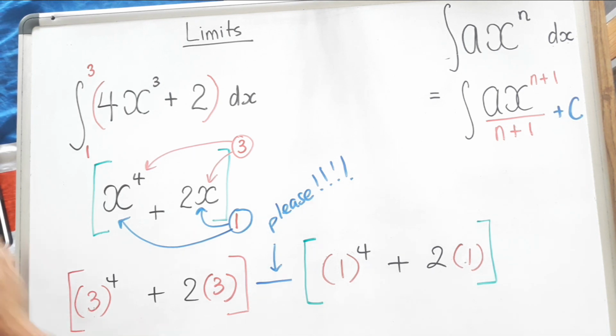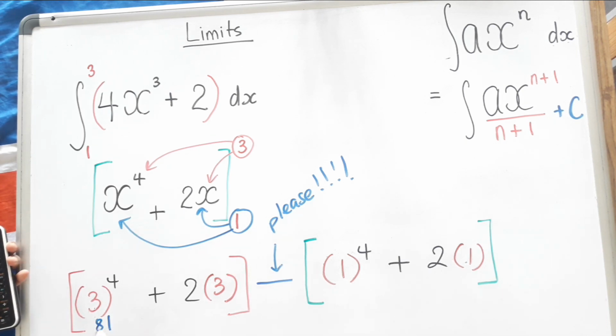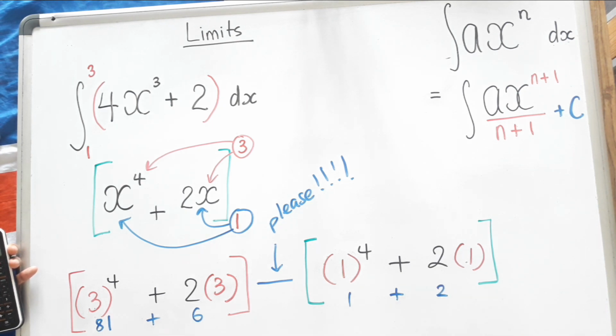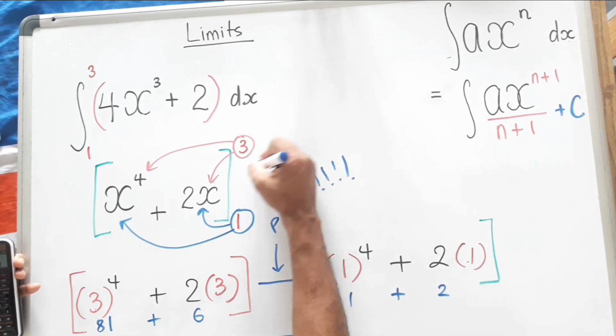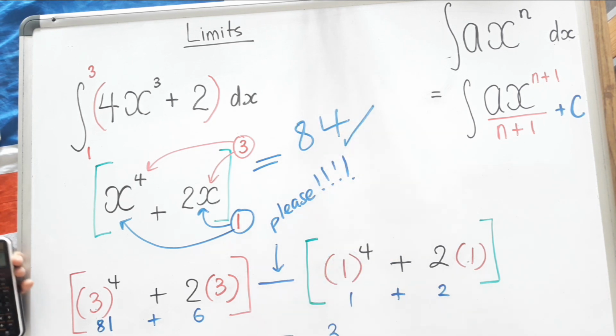Alright. 3 to the power 4. I should know this. 81. 2 by 3 is 6, and we have to add these two. 1 to the power 4 is 1. 2 by 1 is 2. 81 plus 6 is 87, minus 1 plus 2 is 3. And we have to minus both of these answers. 87 minus 3 is 84. And that's our final answer for this particular question. So that is how you do limits with integration.